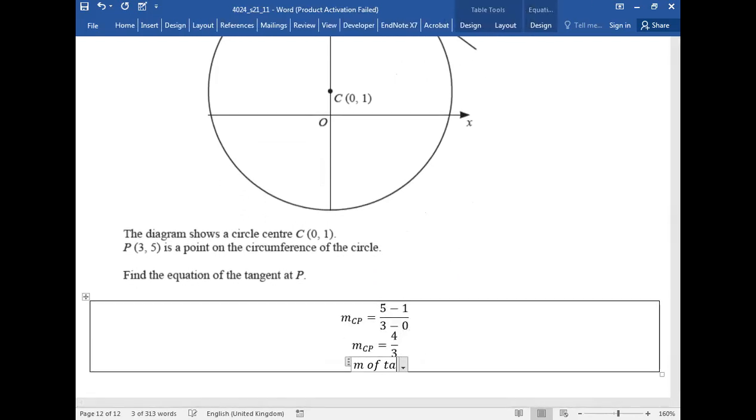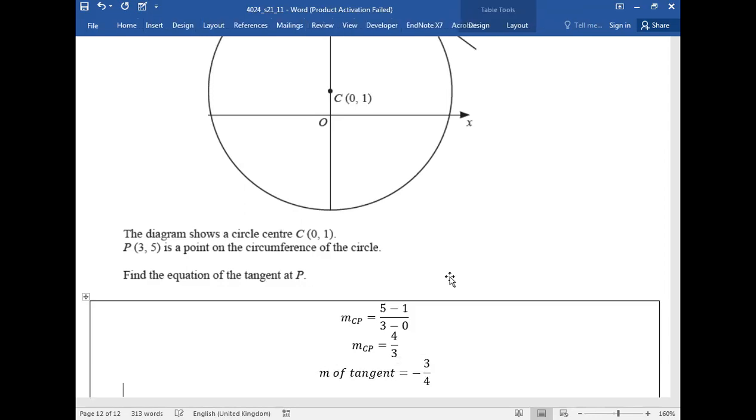So gradient of tangent will be, tangent and radius are perpendicular. For perpendicular lines, the gradients are same? No way. Yes, you can either use m1, m2 is -1. ये एक और तरीका हम क्या कहते हैं? They are negative reciprocals of each other. So you reciprocate and you change the sign. So if CP का gradient is 4/3, the gradient of tangent is -3/4.